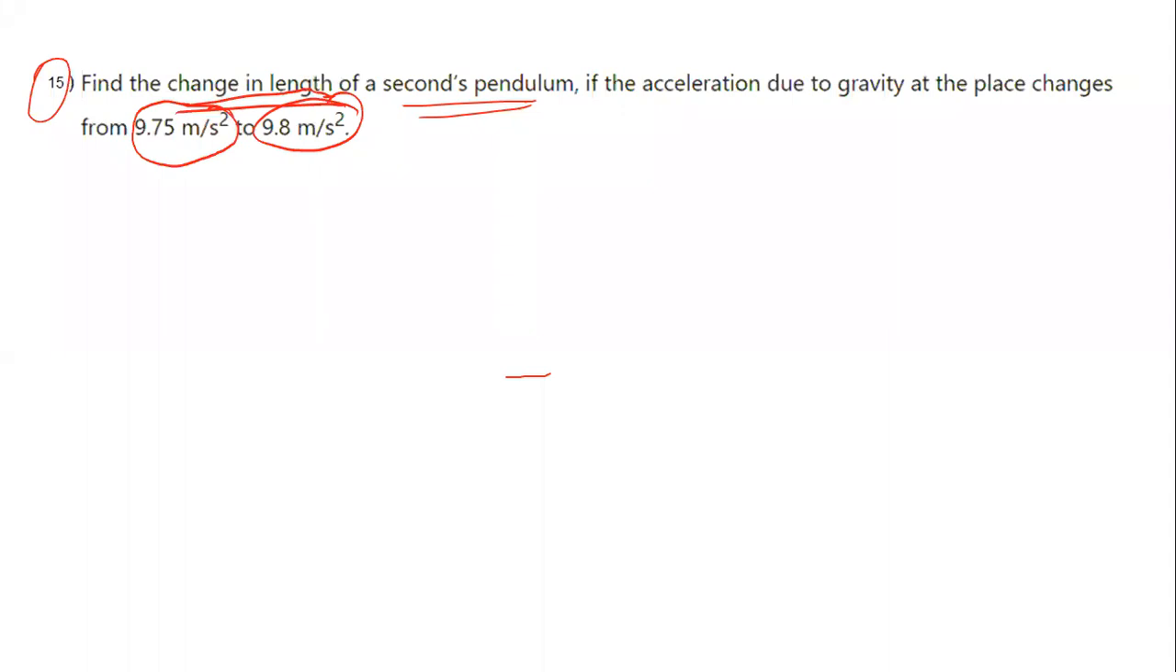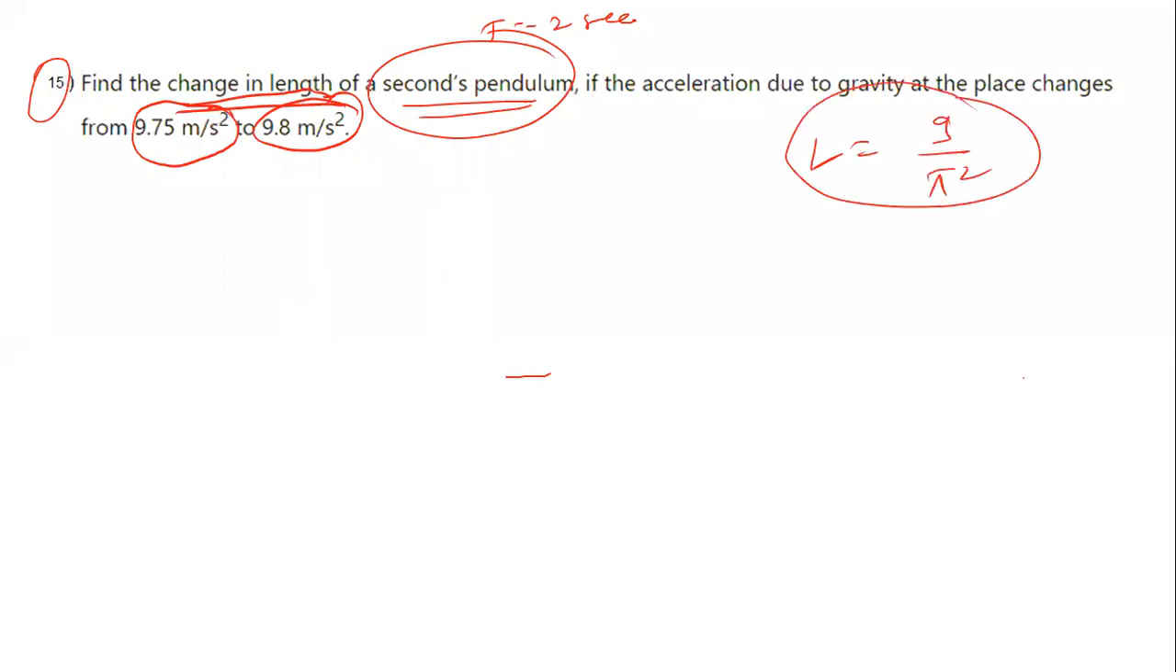First thing, you know that period of second's pendulum means T is given as 2 seconds. So as we substitute T is 2 seconds, then we get length is equal to g by pi square. So you have to find out change in length. So you find out L1 and L2 by taking this first, this is G1 and this is G2. Find out L1, L2, and the change in the length is the difference in the length.